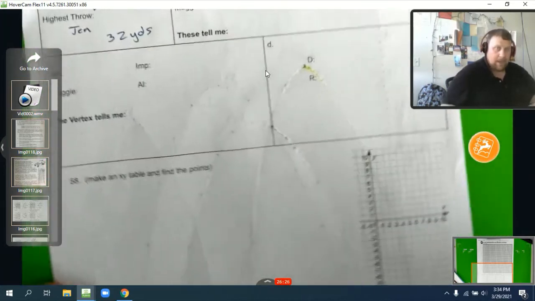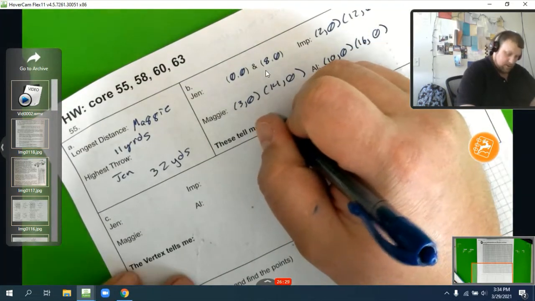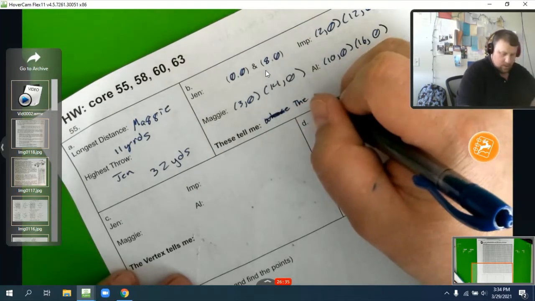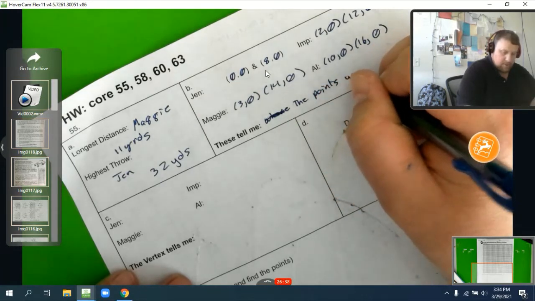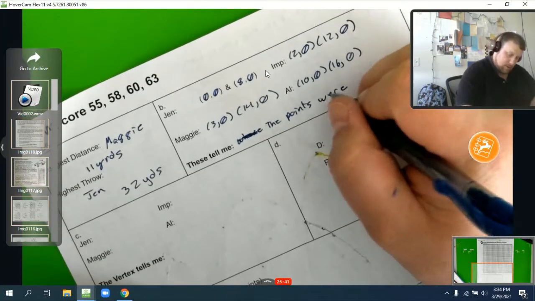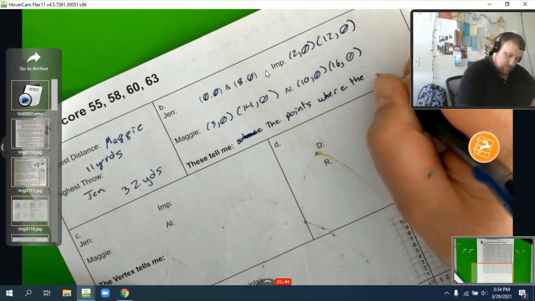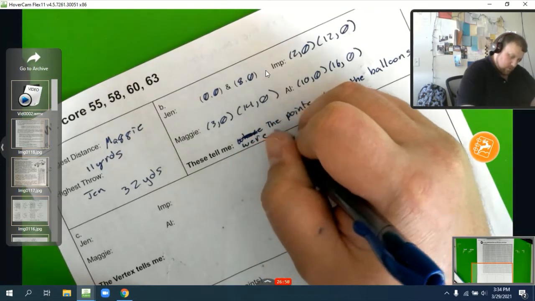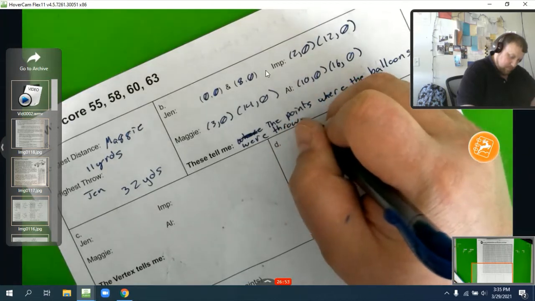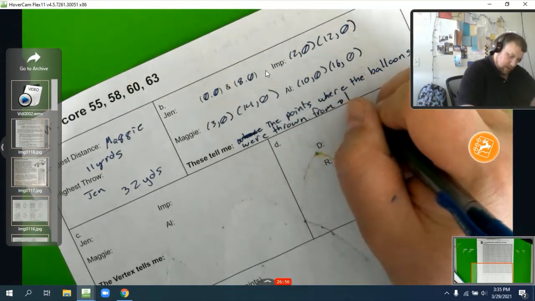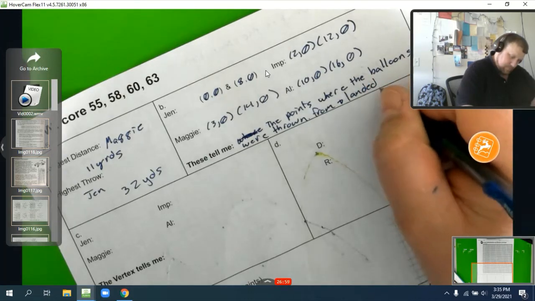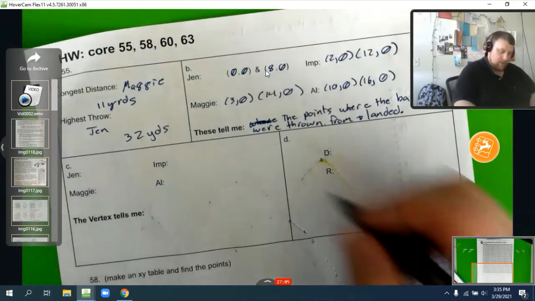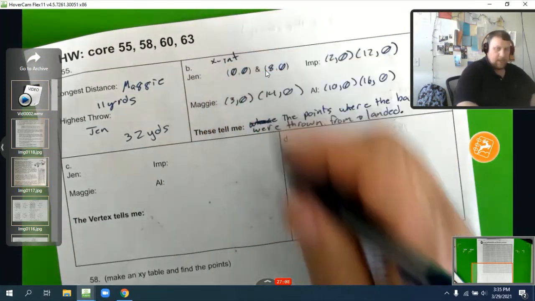And what do these tell me? These tell me the points where the balloons were thrown from and landed. Okay, so these are our x-intercepts. And again, you can read up above.